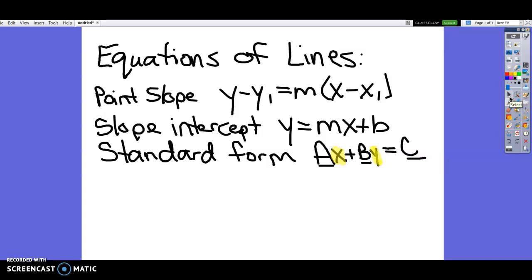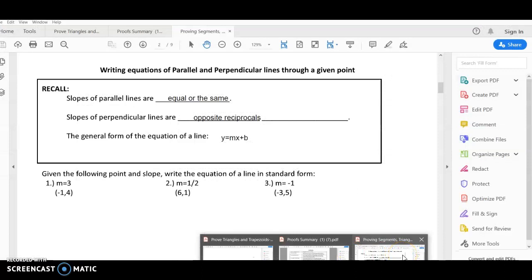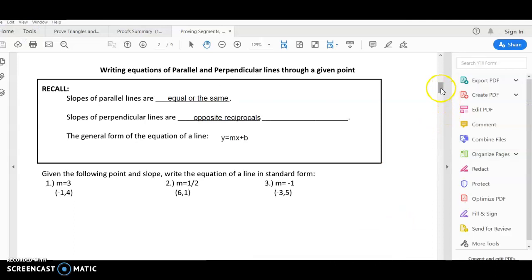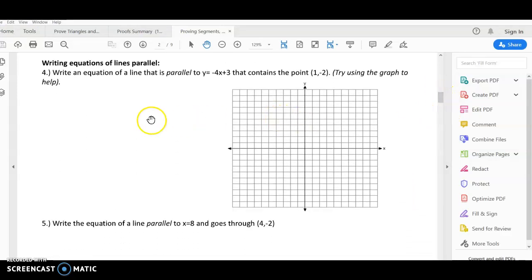All right, so what are we looking at? We want to look at how to determine if lines are parallel. Here it says write equations of parallel lines, and it says use the graph to help you. So if you put a point on here, and you put a point at 1, 2, and you put a point there.